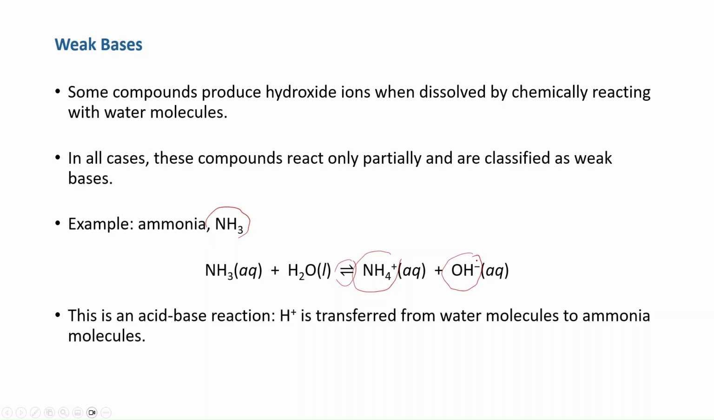That's why we're going to see that there are many definitions of bases, but this takes place by acid-base reaction. This is an acid-base reaction. The one with sodium hydroxide, no. All it did was dissociate. But here, you're having a proton from the water being transferred to the ammonia, so that is an acid-base reaction.